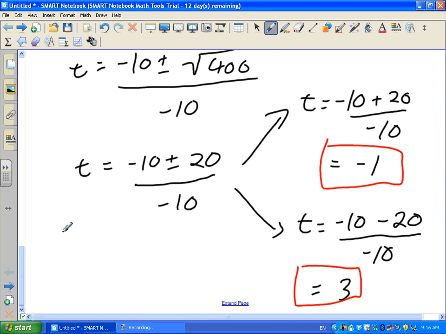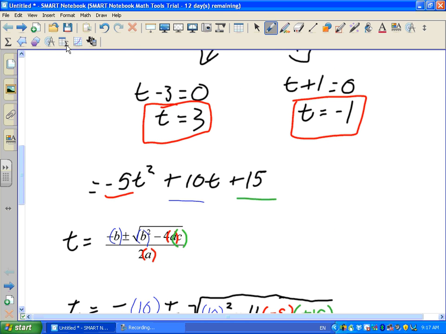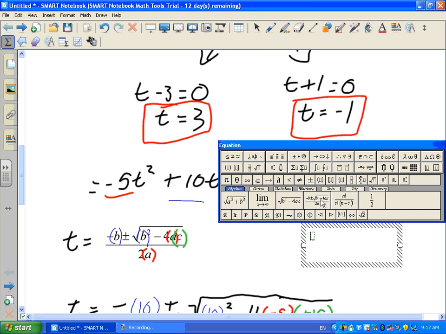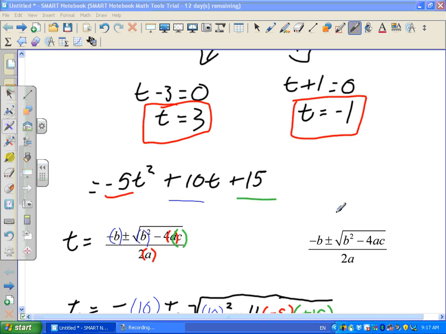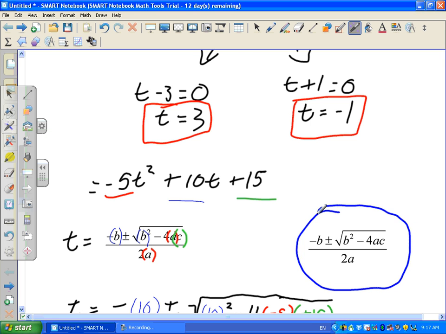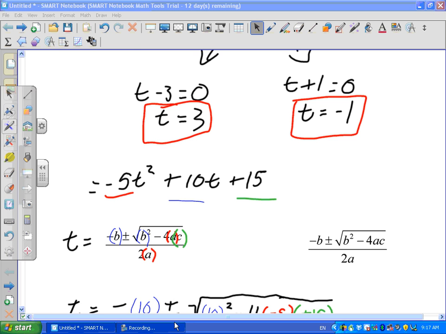So in order to solve all those ones now, we have to use this formula. I'm going to put it in again just so it's a little clearer. We're using our quadratic formula. That formula right there. We need to memorize it, because that is how we're going to be able to solve things that we're unable to factor.